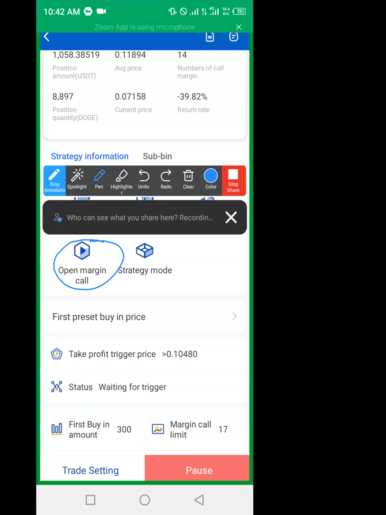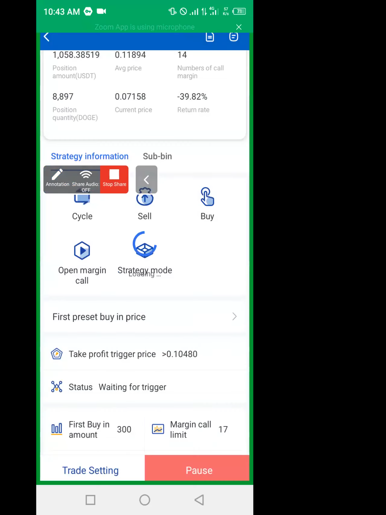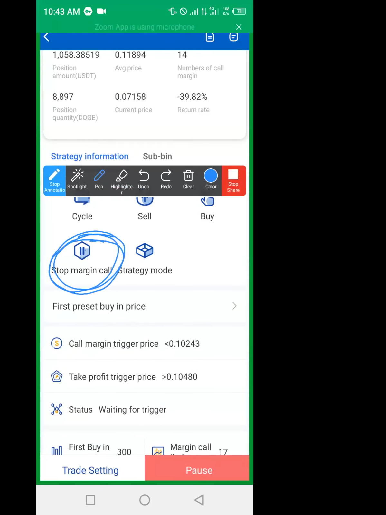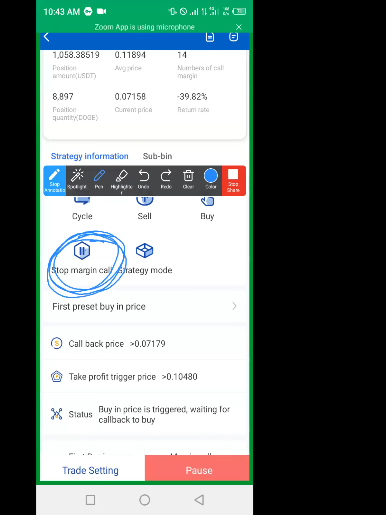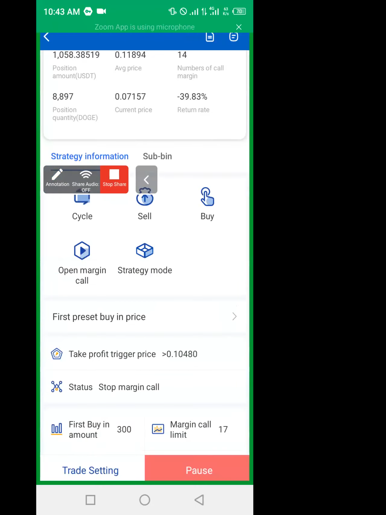Always come here. Even if you have instructed it to buy more, for as long as when you come here it is saying open margin calls, it means they are still closed. If you have given it more money to buy more, always come here and click on open margin call. For you to know that the margin calls are open, you should be seeing the words stop margin call here. When you find there is a stop margin call, it means they are open. When you find that it has open margin call, it means they are closed. I think we are okay with that one.